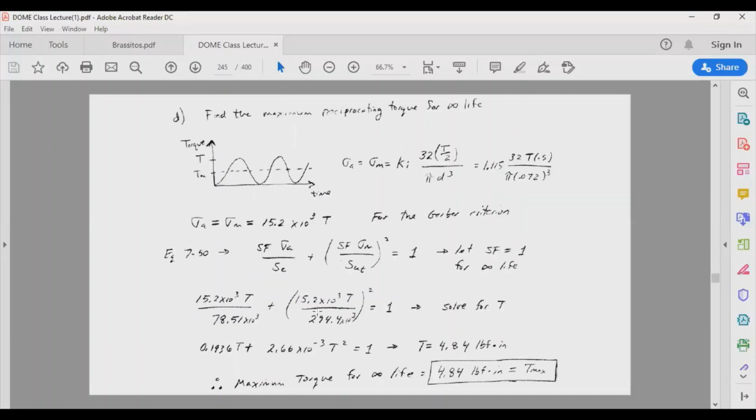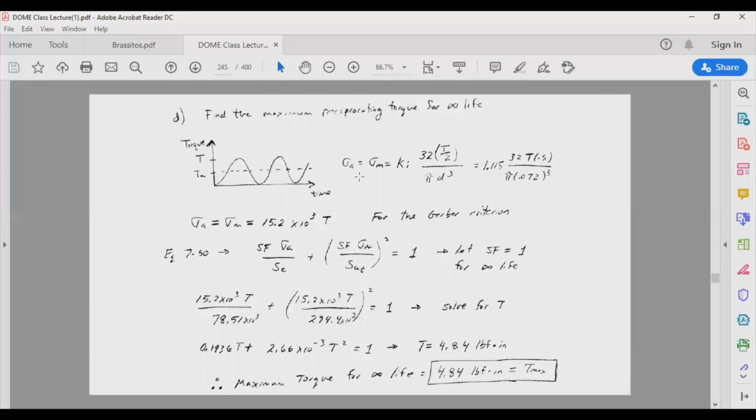Pretty straightforward. If I were to ask you, find the maximum reciprocating torque for infinite life, you can use this equation, and this is again the Gerber. In this case you simply set the safety factor to be equal to 1, and we know how to relate the alternating and the mean in the case of a torsion wire. Obviously we know in this case the smallest torque, the maximum fluctuating torque, is from 0, so 0 is going up to T, and then 0 to T.